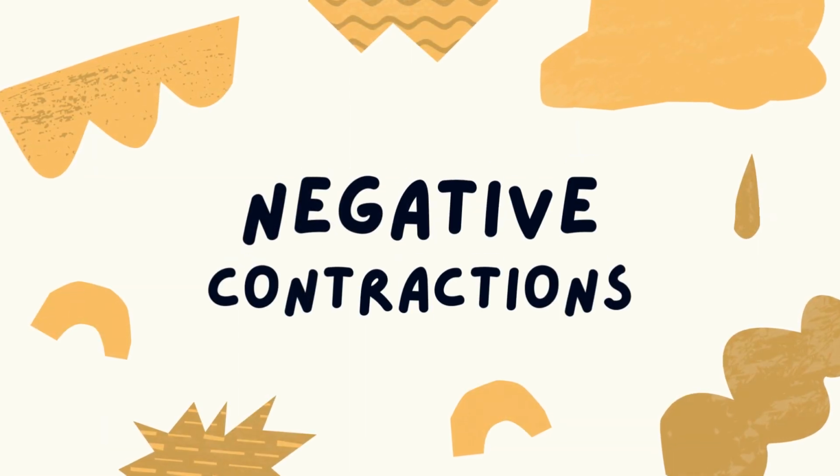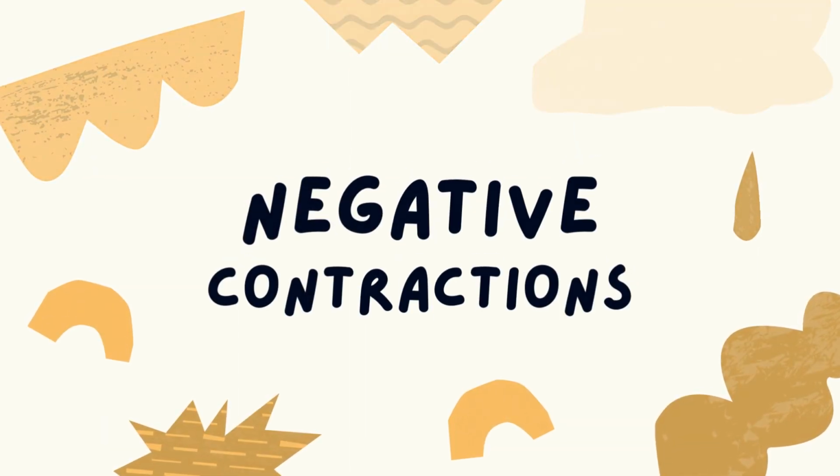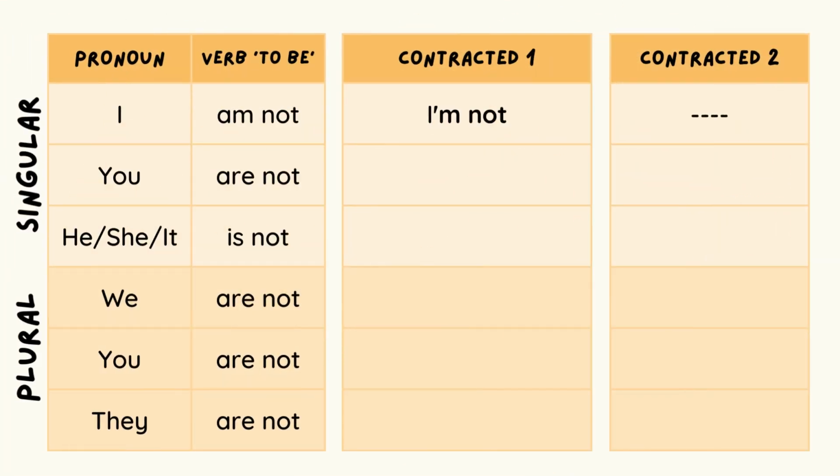Now let's look at how to contract the verb to be in the negative form. For the negative sentences, we have two options. In the first option, we use the positive form and add not at the end. For example, I am not would be I'm not in the contracted form. For the first person singular, we only have this option. However, with the rest of pronouns, we can use both options.